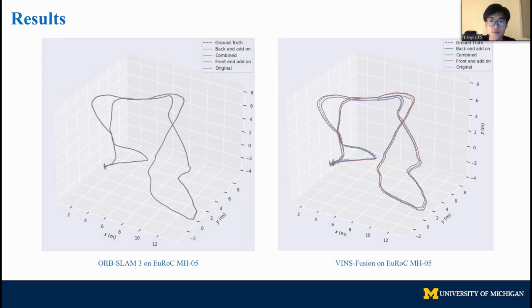Here are the results of ORB-SLAM3 and VINS-Fusion on the EuRoC MH5 dataset. Each graph has 5 trajectories, including the ground truth data, original data, front-end and back-end modification data, and finally the combination of the two modifications.